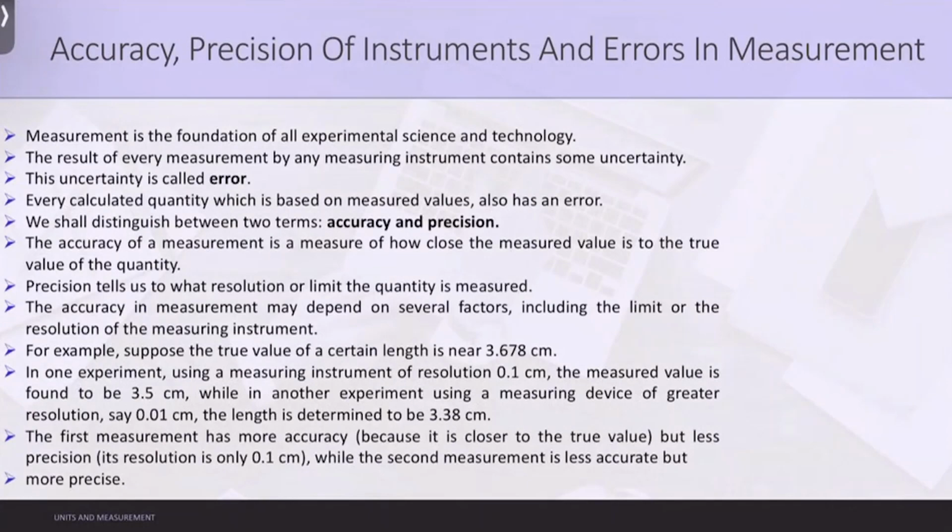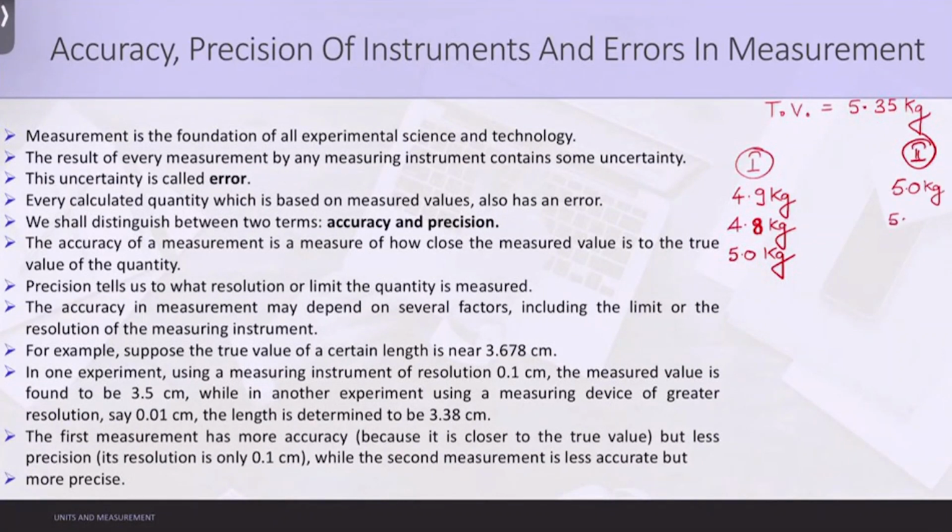Let's say again the true value was 5.35 kg only. Next, let's say I did two tests. This is the first test, this is the second test. My first test was, let's say, 4.8 kg, 4.9 kg, and let's say 5 kg. My other test was, let's say, 5 kg, 5.5 kg, and let's say 5.3 kg.